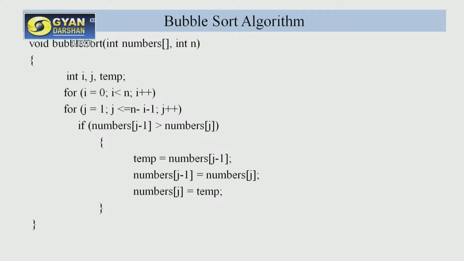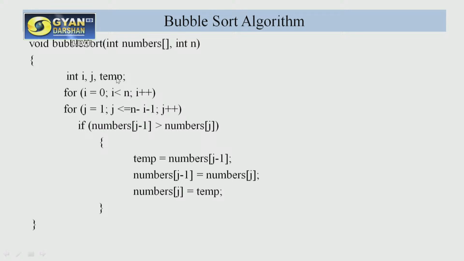There are 2 arguments passed in this function. One is the int numbers array. This is the array in which the list of unsorted elements is stored. The second parameter is n, that is, how many elements, how many keys there are in the array. After these 2 parameters, we declare 3 variables: i, j and temp.